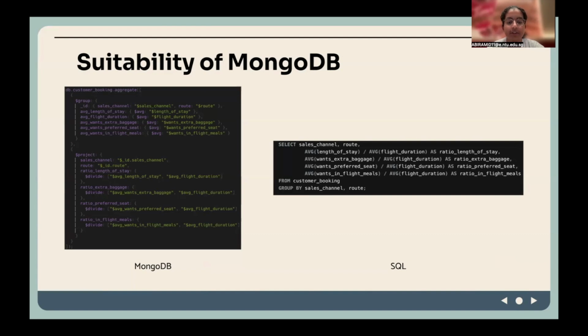Calculating averages and ratios requires complex aggregation pipelines in MongoDB, which are less intuitive. Furthermore, MongoDB, like SQL, lacks analytical tools for visualizing and interpreting trends, making it equally unsuitable for deriving correlations in this context. On this slide, you'll see the MongoDB query that would give us the ratios and the SQL query. As you can tell, this is in fact less efficient and has less to do for this question.